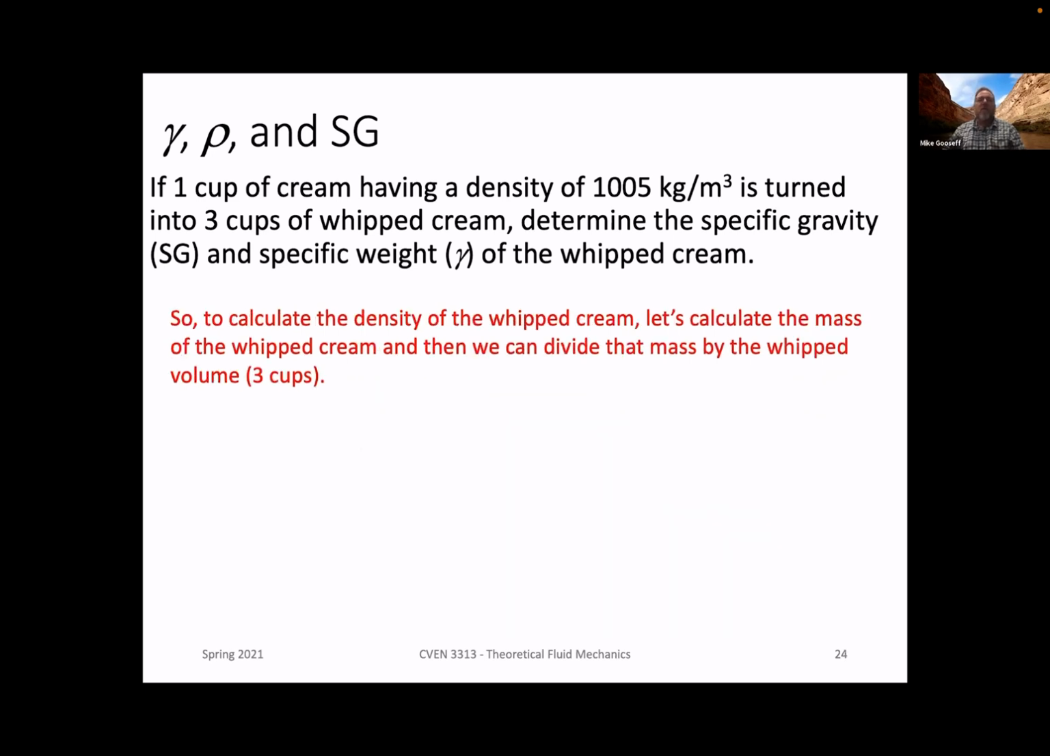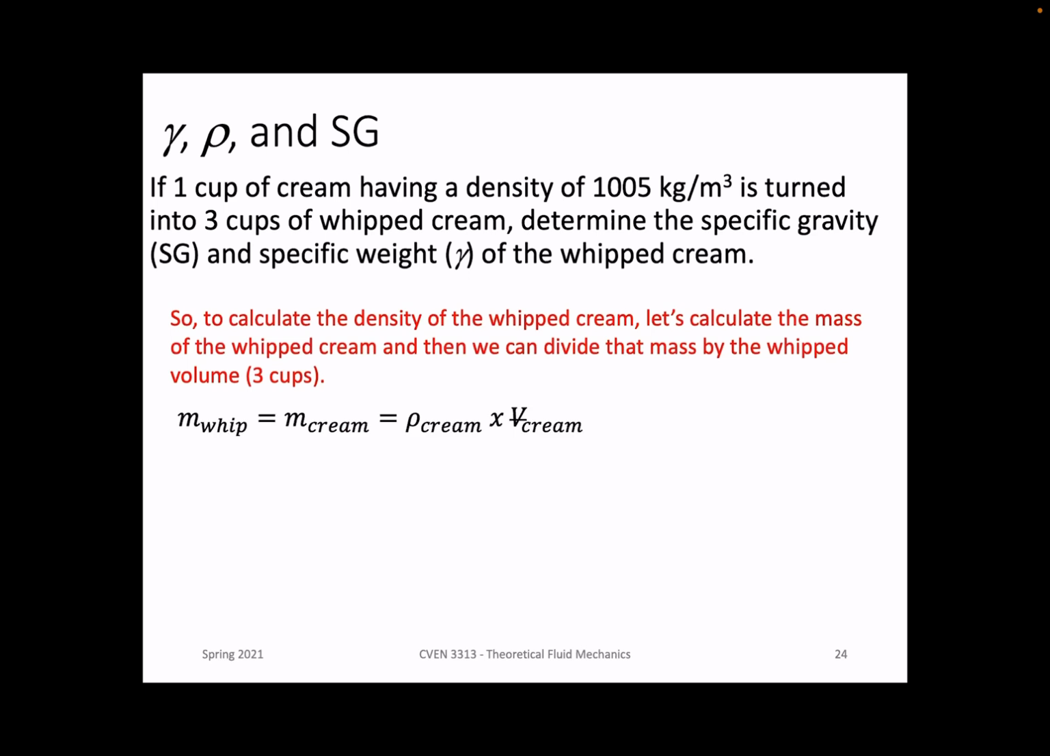All right, so to calculate the density of the whipped cream, let's start with the mass of the whipped cream and then divide by the whipped cream volume, which was 3 cups. And so we're going to take the mass of the whipped cream is equal to the mass of the cream, which is equal to the density of the cream that we started with as a liquid times the volume of that.